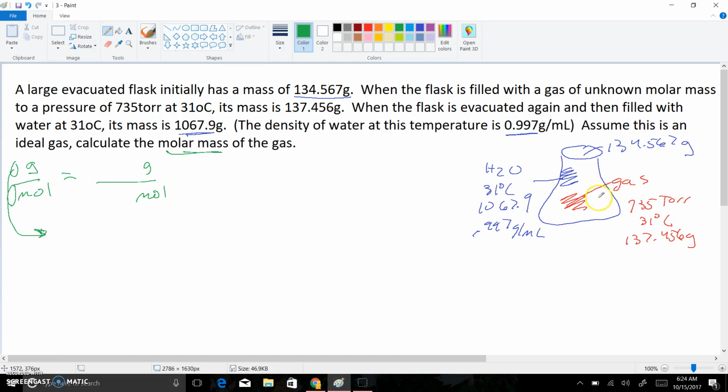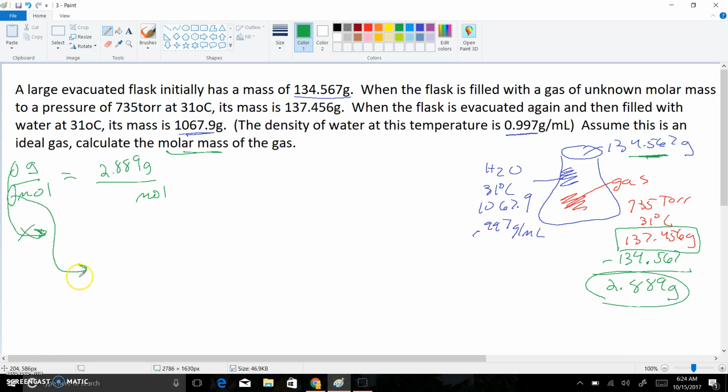Well, I'm going to go over to my numbers here in the red, and I see the mass of the gas plus the flask is this. So if I take 137.456 minus the mass of the flask, which is right here, if I subtract those two numbers, I'll get the mass of just the gas. And I did that to get 2.889 grams. 2.889 grams, right there, mass of the gas. Got that done.